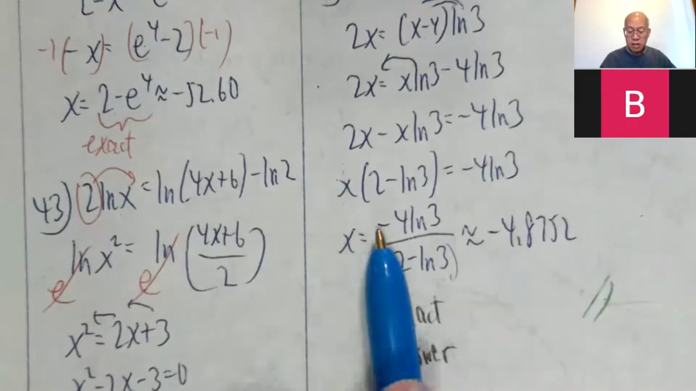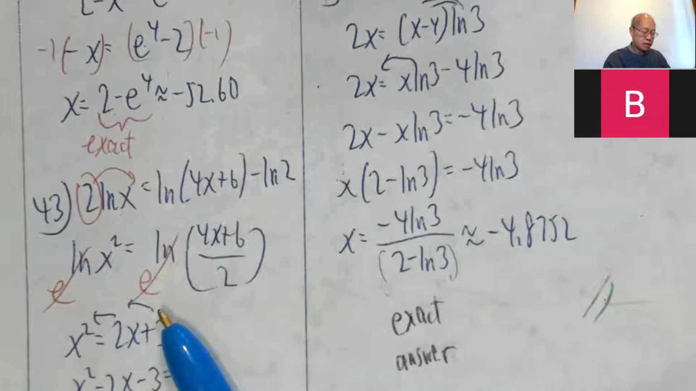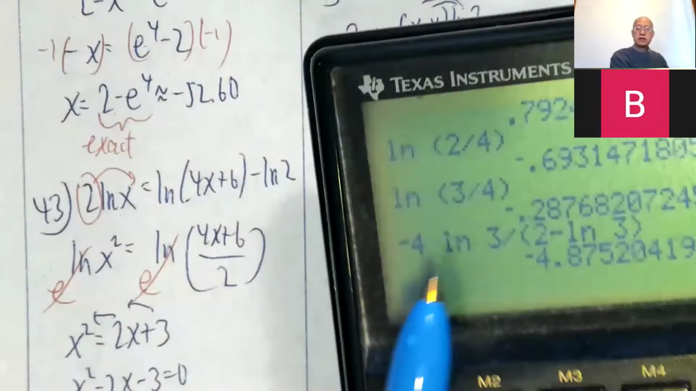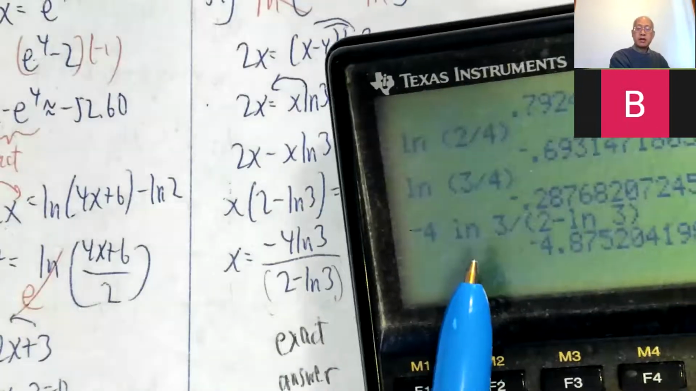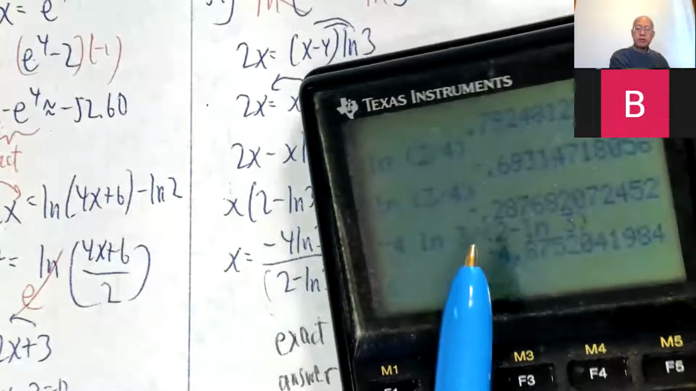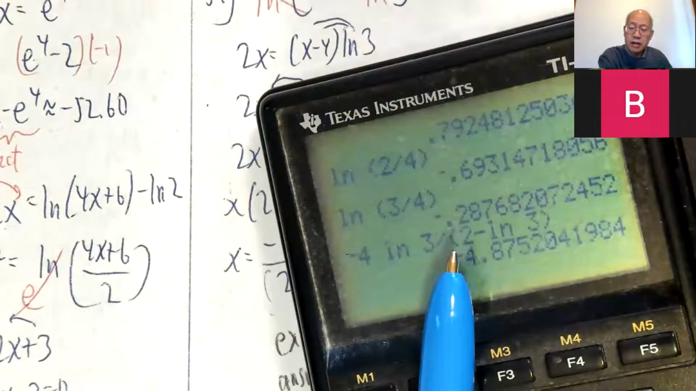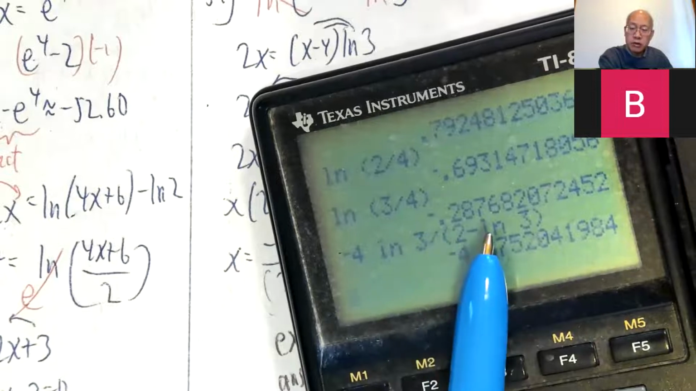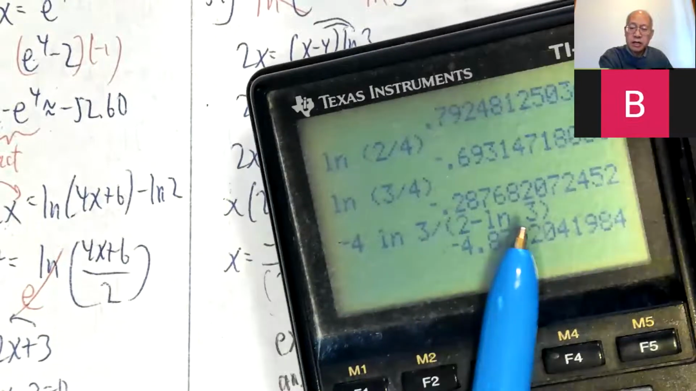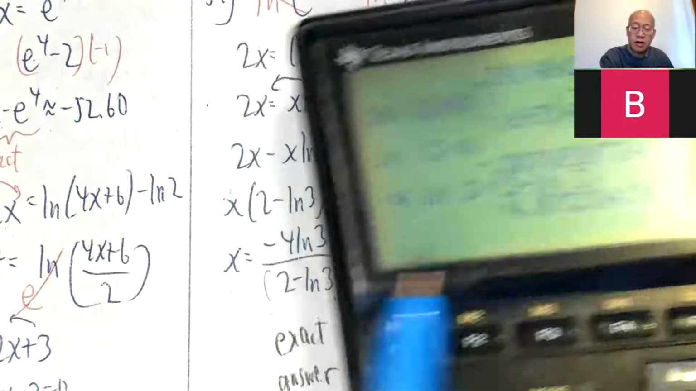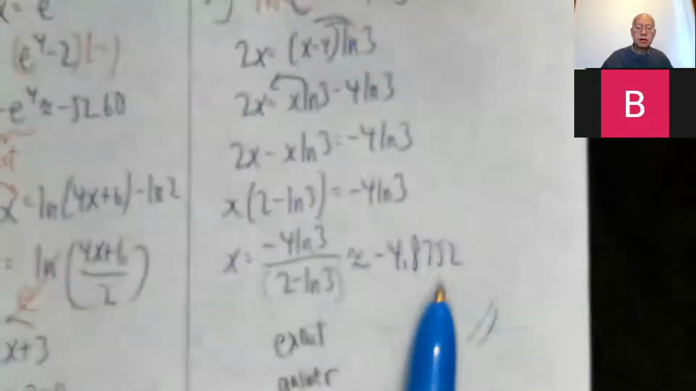Yeah. Okay, so let me try to demonstrate -4 ln 3 divided by parentheses 2 minus ln 3. Okay, see how I put parentheses there? See if I can show you on the same screen. -4 ln 3 divided by parentheses. See, if you don't put the parentheses, then by normal order of operations, the calculator is going to think, oh, division, subtraction, I'm supposed to do division first, and you get a different answer. So it's got to be parentheses 2 minus ln 3. There it is, -4.875, whatever. Okay.